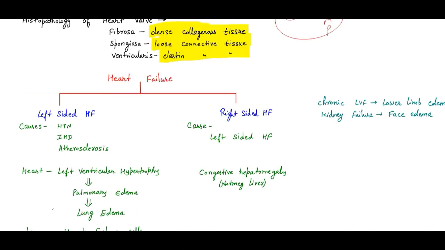Okay, the next is heart failure. What is the first cardiovascular disease we have? Heart failure. There is left sided heart failure and right sided heart failure. What is the cause of left sided heart failure? That is hypertension, ischemic heart disease and atherosclerosis. These are all causes of left sided heart failure.